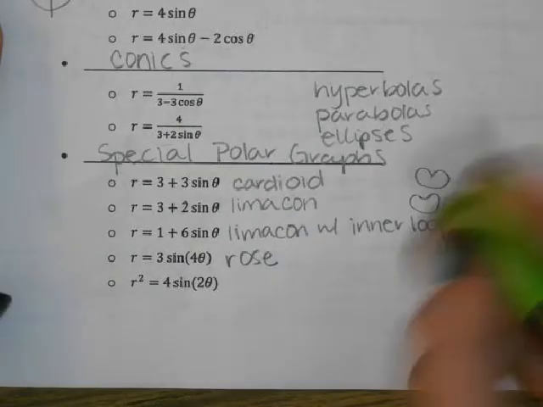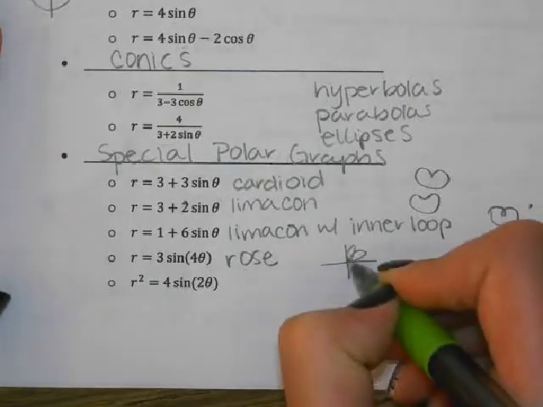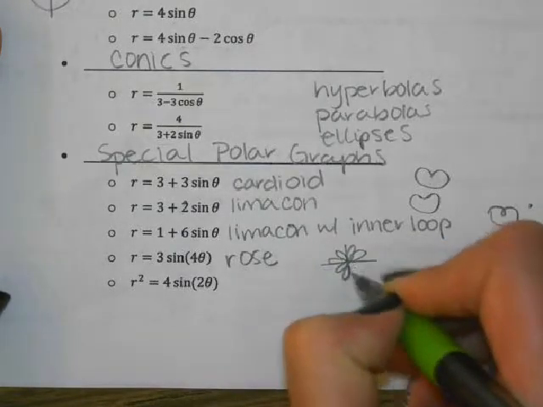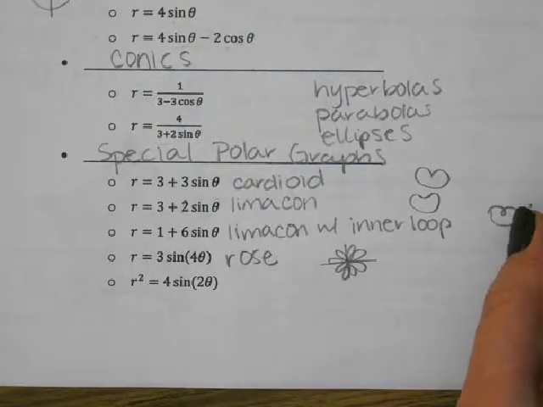All right. So a rose, this one would have 8 petals. Is that what it really looks like? Yeah, I'll show you. I graphed the first one. Actually, let's go ahead and, do you guys have your calculators on?